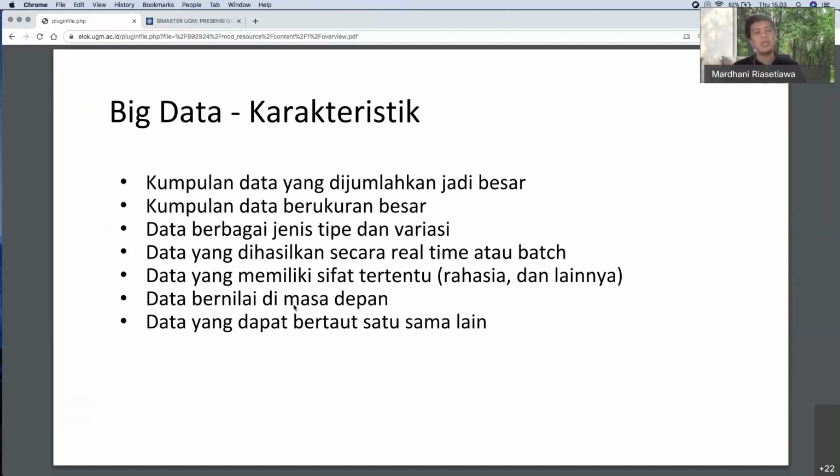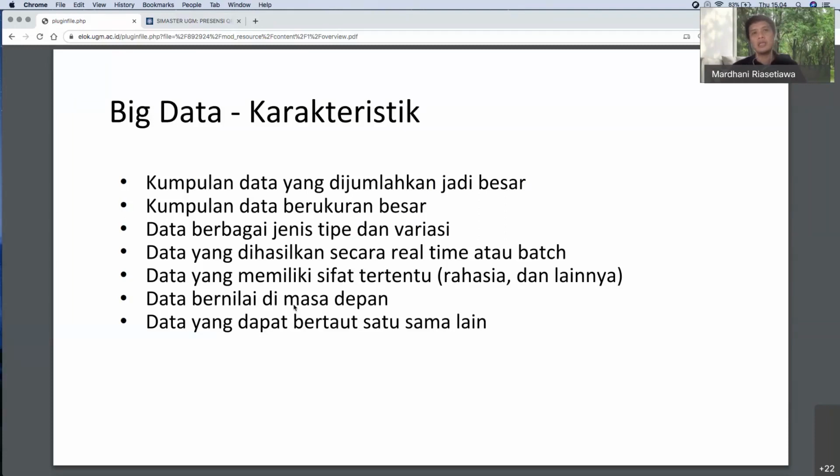And also the big data characteristic can be data that has special characteristics. For example, data that is classified, very confidential data, and so on. So it can be big data too. The big data is not because of the volume, but because of the importance of the data. And then data can have value in the future. Maybe today the data is not really important, but unfortunately in the future it will be very important. So at that time it can be big data also.